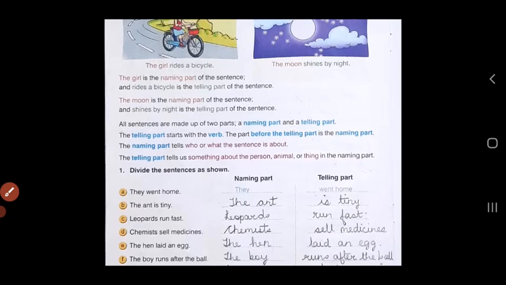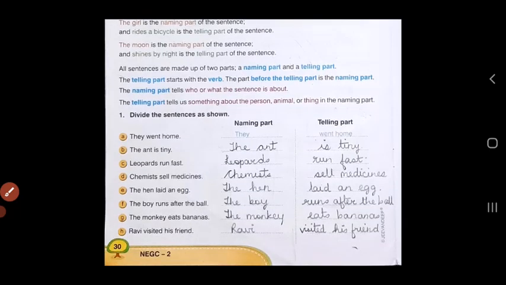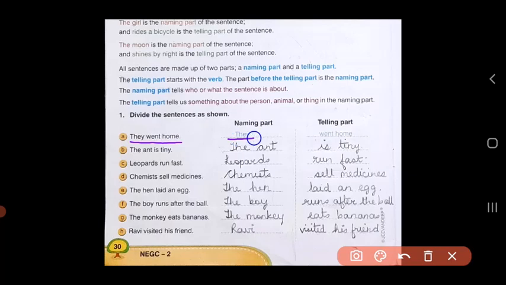Now let's try dividing the sentences into two parts, naming and telling part. They went home. What is the sentence about? Whom are they talking about? They. So they becomes the naming part. Went home becomes the telling part. The ant is tiny. So this sentence is about the ant, which will become the naming part. Is tiny will become the telling part.